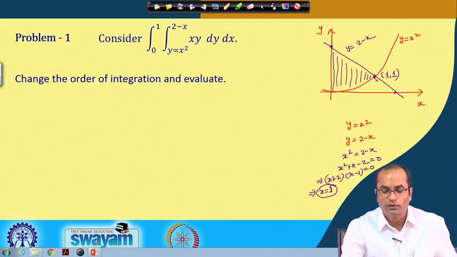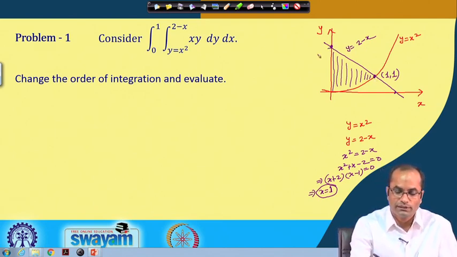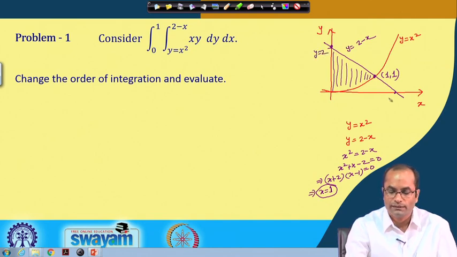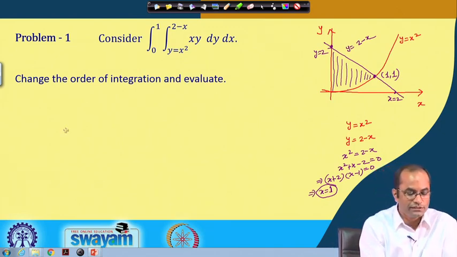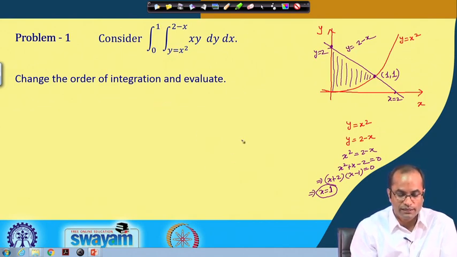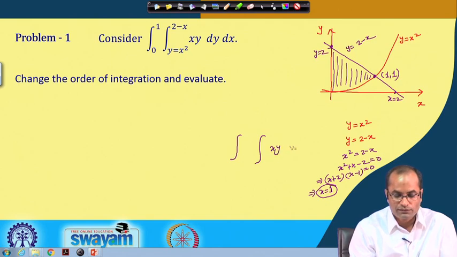And at this point here the value of y is 2. So, y is 2 and here x will be 2 and y is 0. So, we have all the coordinates, we can change the order now. So, this was 0 to 1, and now we want to have the order dx dy.